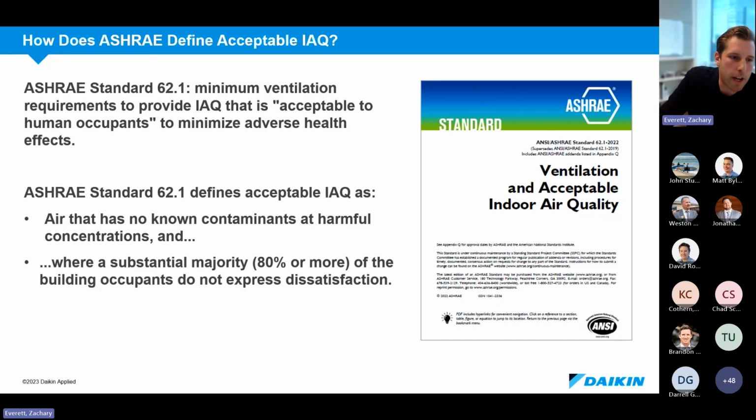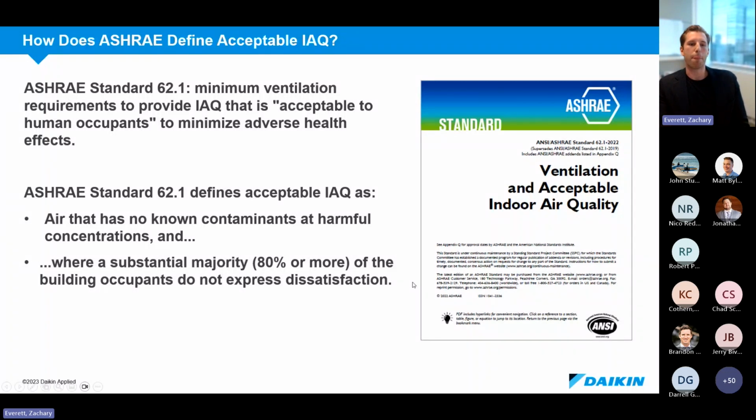So ASHRAE defines 62.1 ventilation as air that has no known contaminants at harmful concentrations, and where a substantial majority, it's 80% or more, of participants or folks in the space do not express dissatisfaction actively. So that's a very broad definition. And it's allowed us a lot of flexibility through the years in making our calculations, but it's something that hasn't really been in focus until more recently in the COVID era, when indoor air quality really became something that was at the forefront of our discussions.